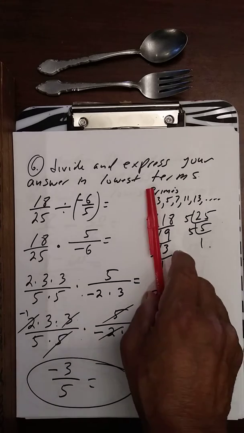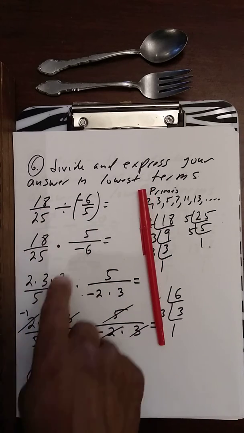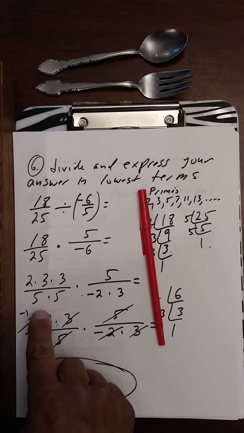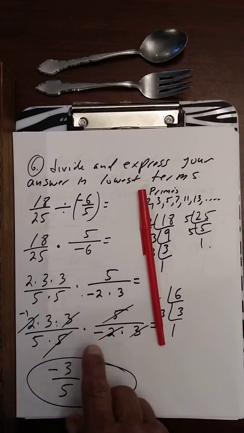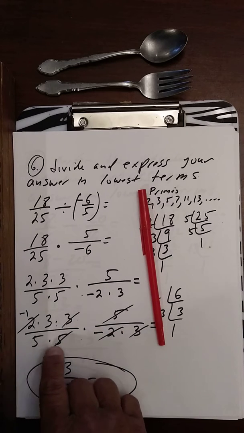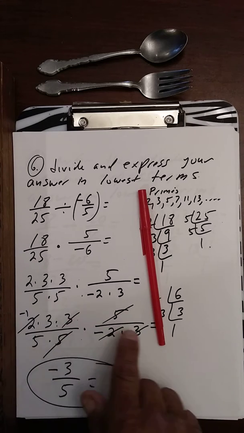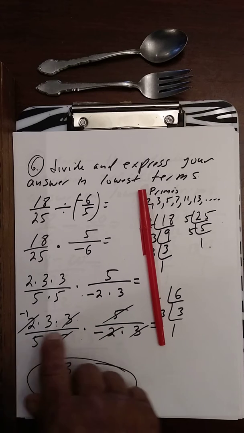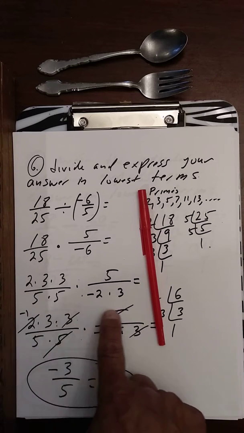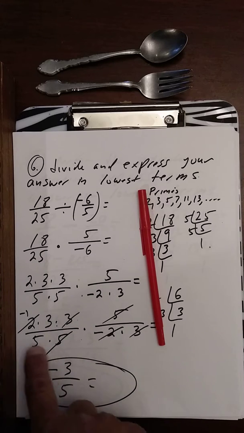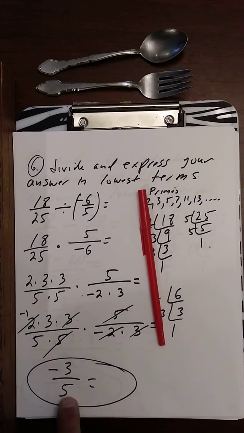So now, replace these numbers. 2 times 3 times 3 is 18. 5 times 5 is 25. 2 times 3 is 6. So now, can you cancel anything out? Let's see. 5, 5 goes away. 3, 3 goes away. And negative 2 divides 2 negative 1 time. So we have negative 1 times 3. And then in the denominator at the bottom we have 5. That's it. We're done.